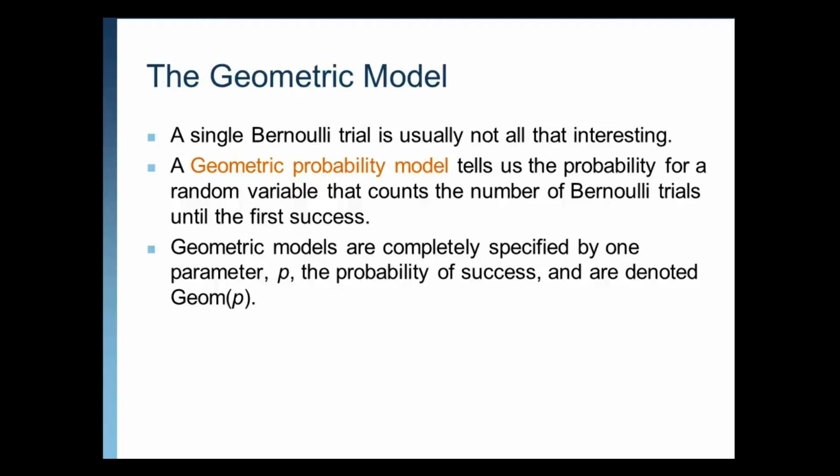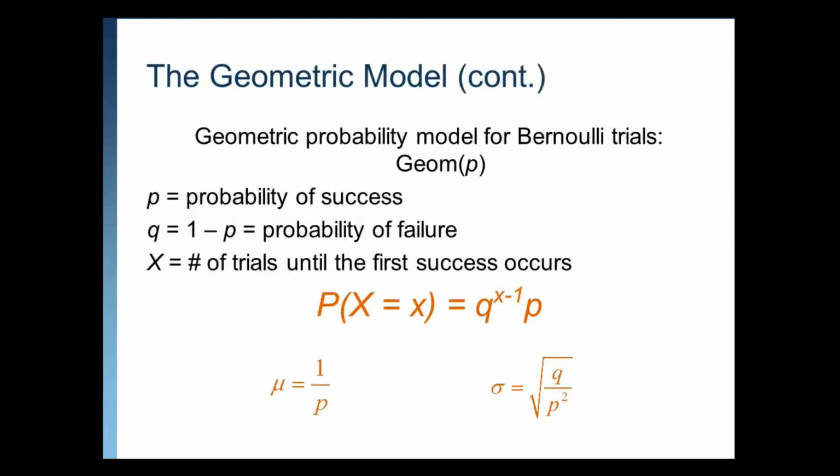Same thing with rolling a dice. If I want to roll a dice and get a 1, on average, how many times will it take us to be successful? Well, it would be 6 times. And that again is an average. It might take us once, it might take us twice, it might take us 13 times, but that 6 is an average. Geometric models are completely specified by one parameter, P, the probability of success, and are denoted by Geom(P). So geometric models are about us finding our first success.